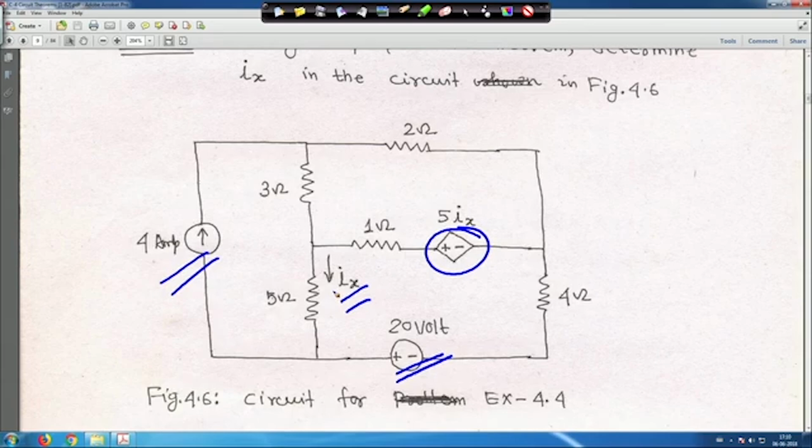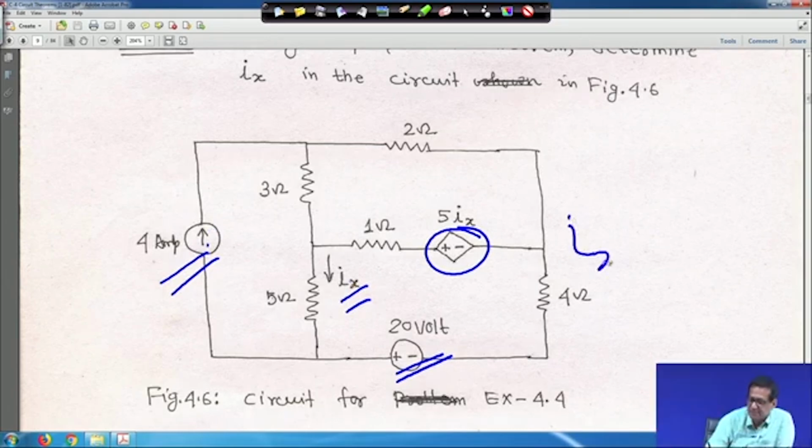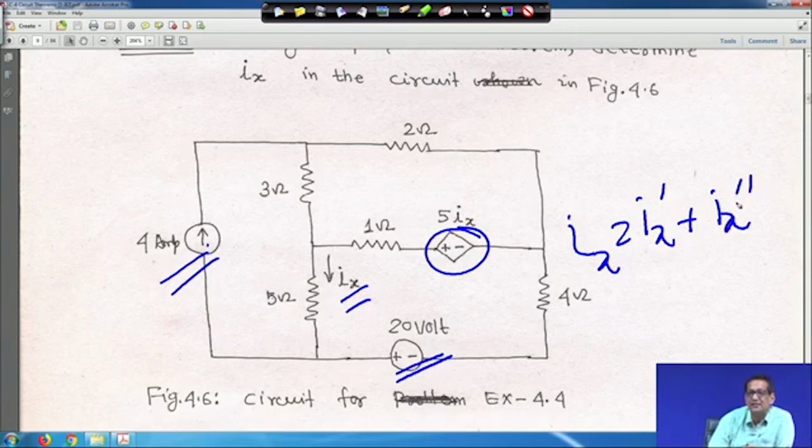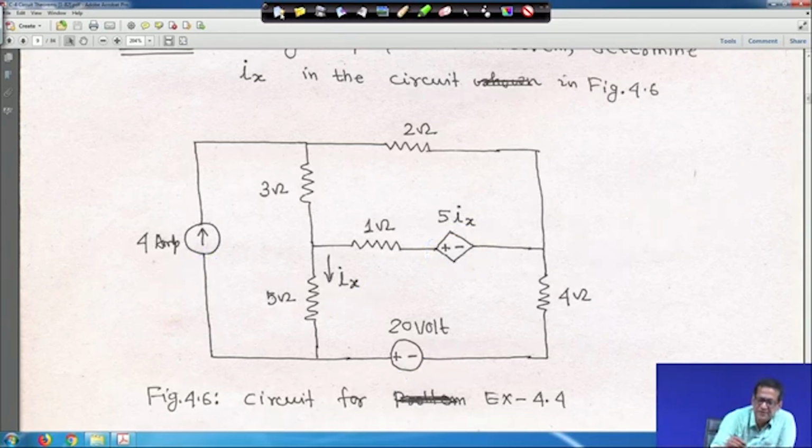In that case, we will consider one source at a time, once the voltage source, once the current source. When we consider the voltage source, the current source will be open, and when we consider the current source, the voltage source will be shorted, but in each case Ix will change. So Ix will become Ix dash plus Ix double dash. How? Let us see.